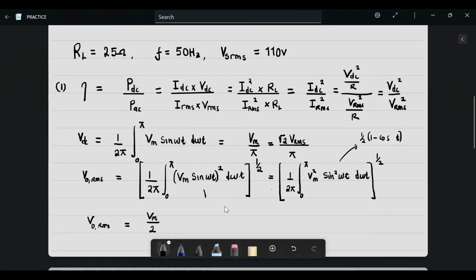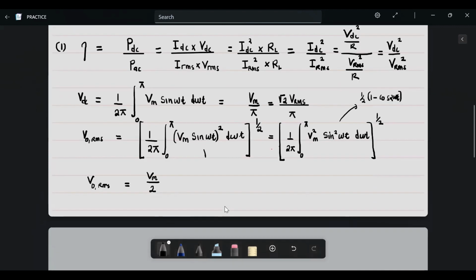It's 2 omega t, yes. Okay, so if you integrate that and substitute the limits, you'll get Vm/2. This is for the single phase half wave rectifier. This is how you get the output RMS: just the peak voltage divided by 2. So this is the output RMS voltage.